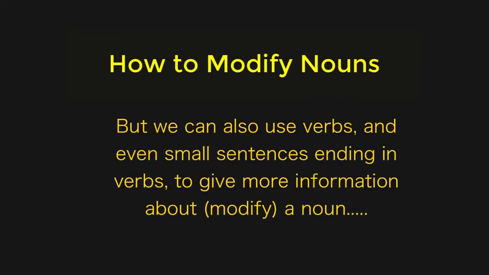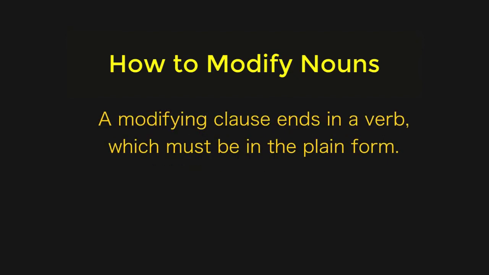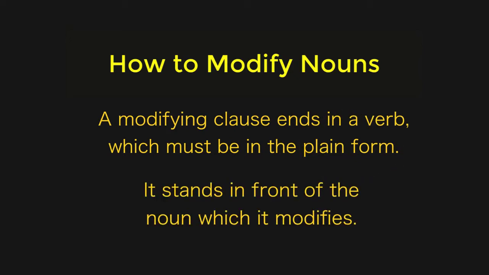But we can also use verbs and even small sentences ending in verbs to give more information about a noun, or in other words, to modify a noun. We call these small sentences modifying clauses. A modifying clause ends in a verb, but it must be in the plain form. It stands in front of the noun which it modifies, just like the other 3 kinds of modifiers.